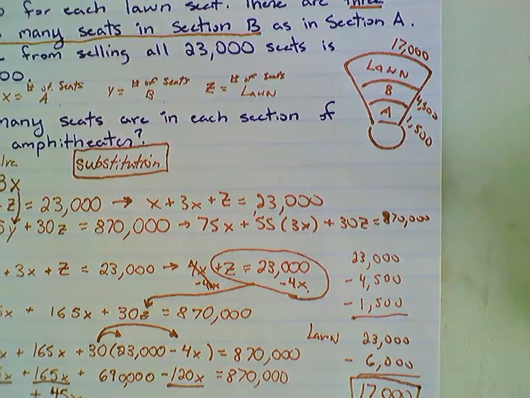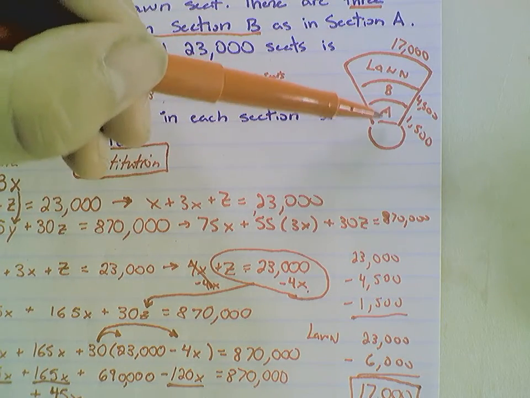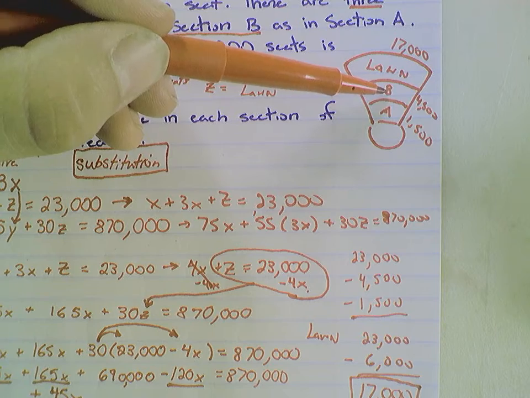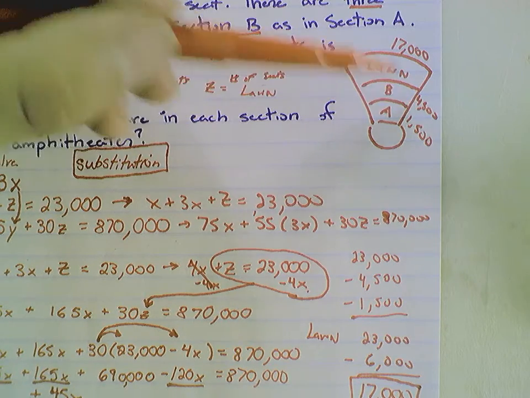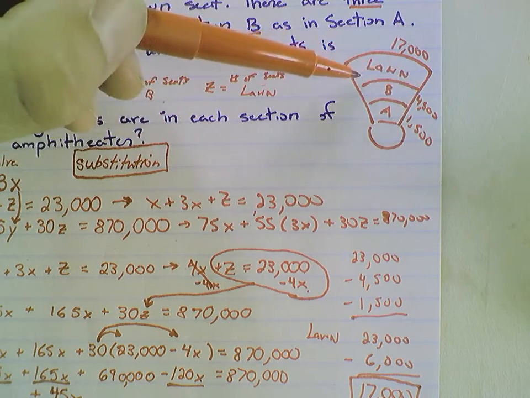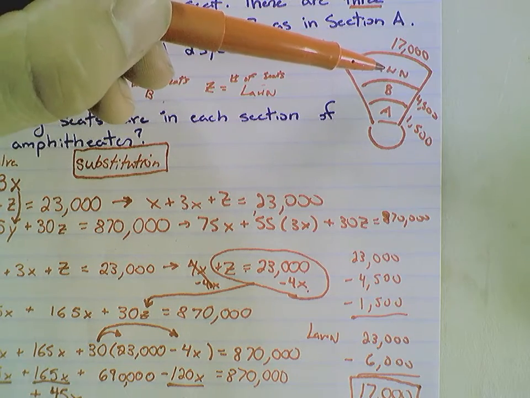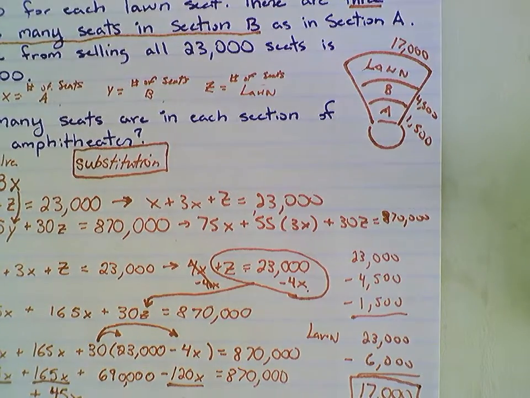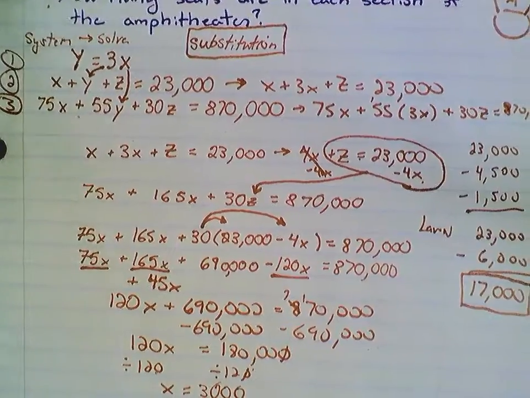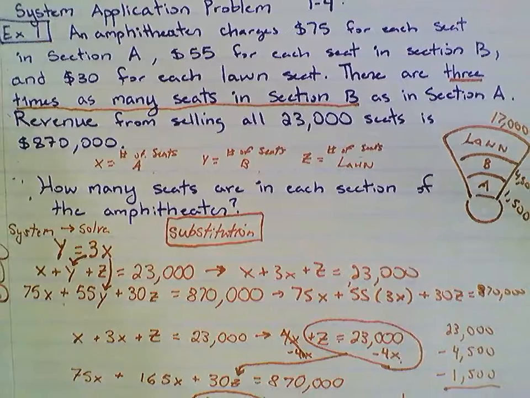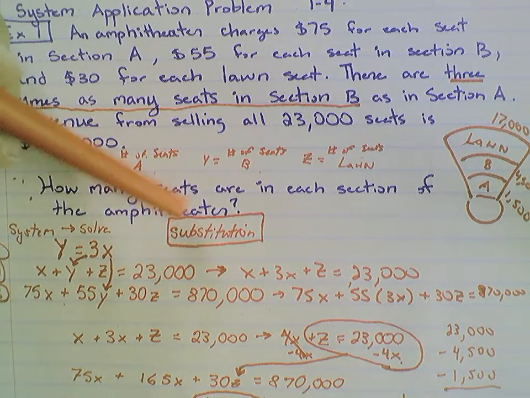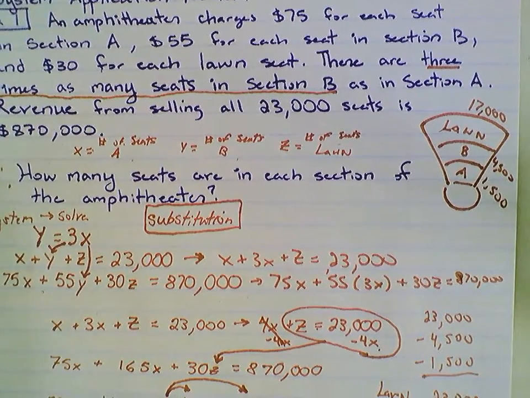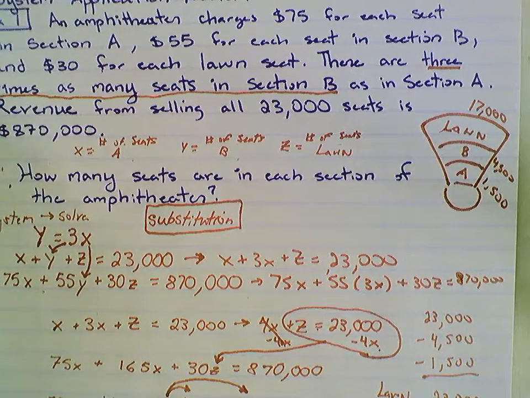Okay, so if I look at how this amphitheater is divvied up, in the lawn there would be 17,000 seats. So it looks like there's a few seats in section A, just 1,500. There's a little bit more seats in section B of 4,500, and then there's a significantly more amount of seats in the lawn area, the larger area. There's 17,000 seats. So we've answered our question of how many seats are in each section of the amphitheater. Well, A would be 1,500, B would be 4,500, and then, like I said, the lawn is 17,000.